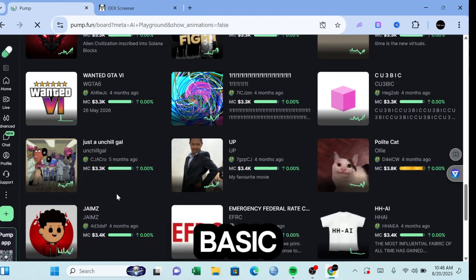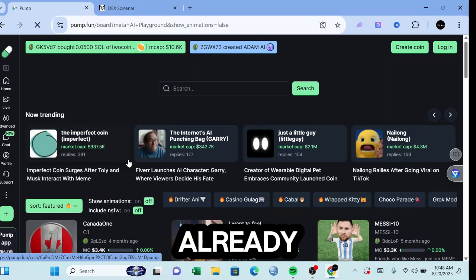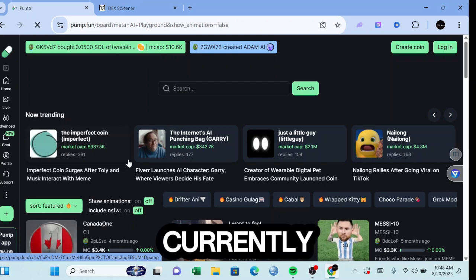This is the very basic. Creating a meme coin is very easy. I come to pump.fun, tap on create coin, follow the prompt, and with that you can create your own meme coin. But it's not just about creating a coin. You create a coin that has a narrative, a coin that tends to trend, and you can do this by remixing what already exists in the ecosystem, or by creating a coin based on what is currently trending.